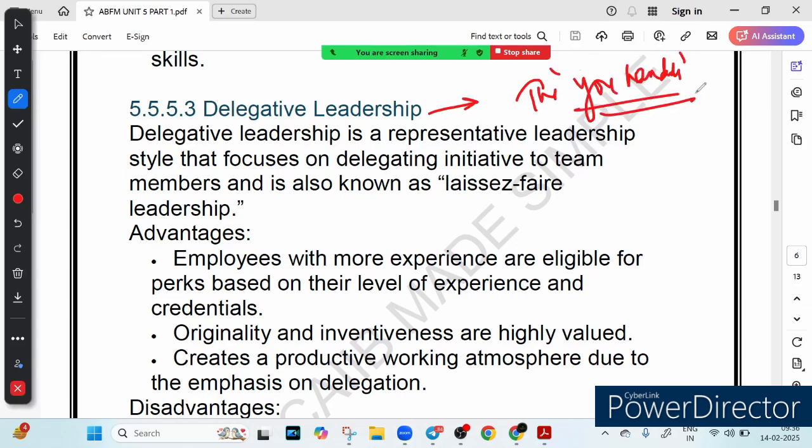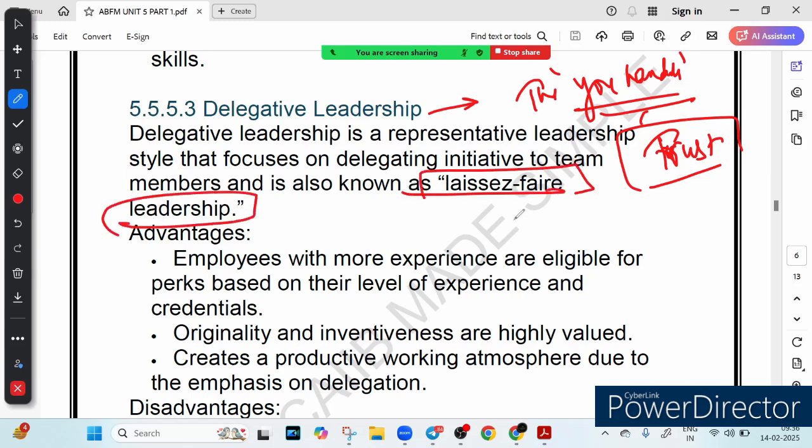This leadership style is all about trust. So the keyword here is trust, right? The leader takes a step back and allows team members to make decisions on their own, and this is also called laissez-faire leadership. Laissez-faire leadership is like saying, you are skilled, so go ahead and do what is best.